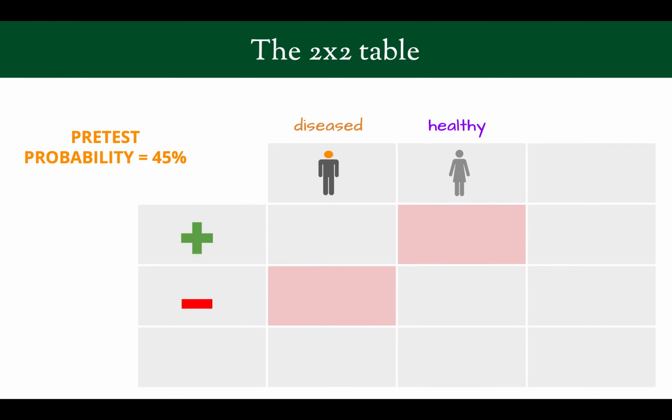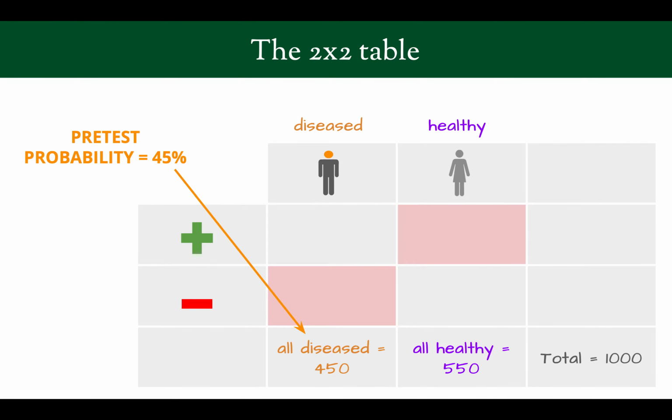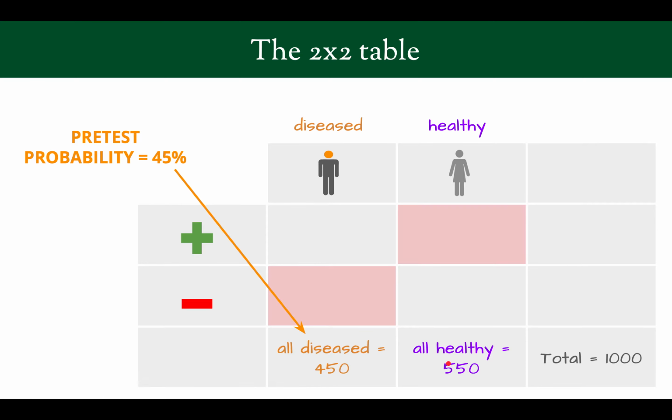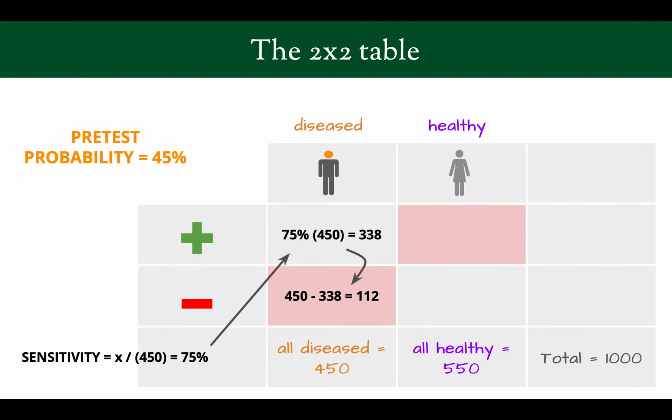So let's say that there are 1,000 patients exactly like this one, right? And 45% of them are going to have the disease. That means we have 450 in the diseased state column, and 550, the rest of them, are going to be healthy. And so now we can fill in the rest of the table if we get some more information. So let's take the test characteristics.